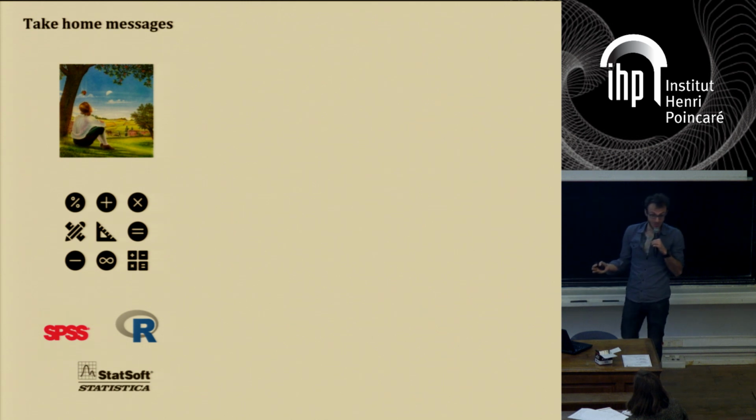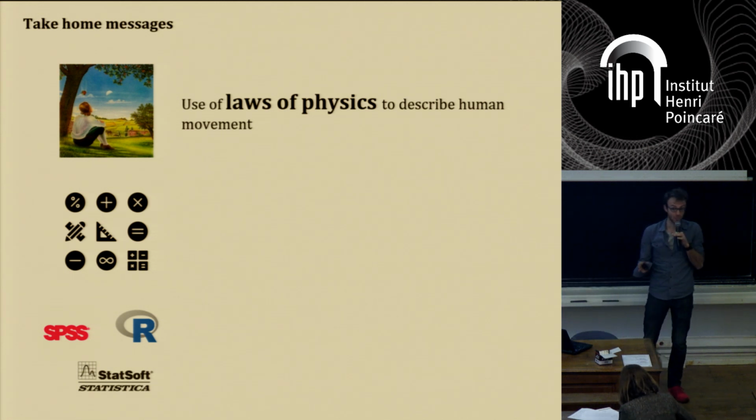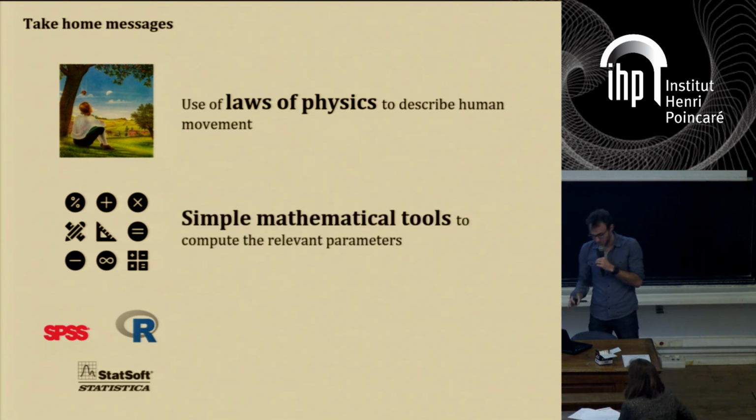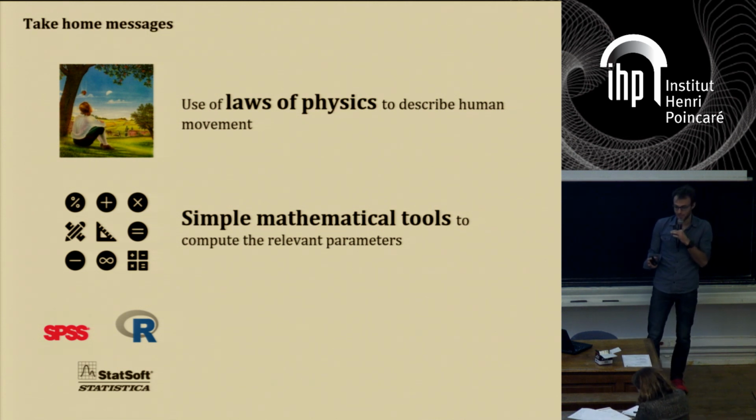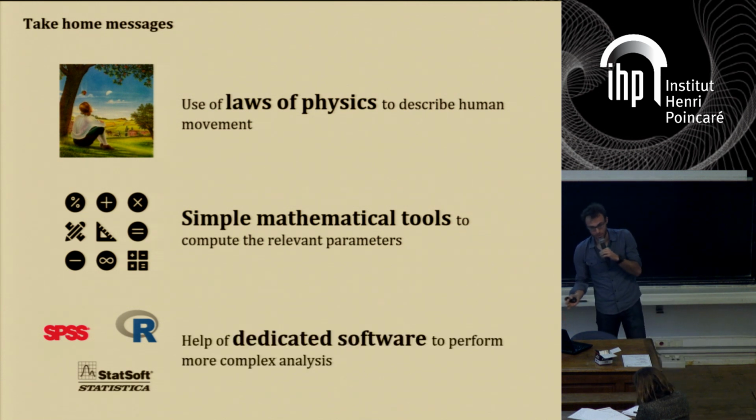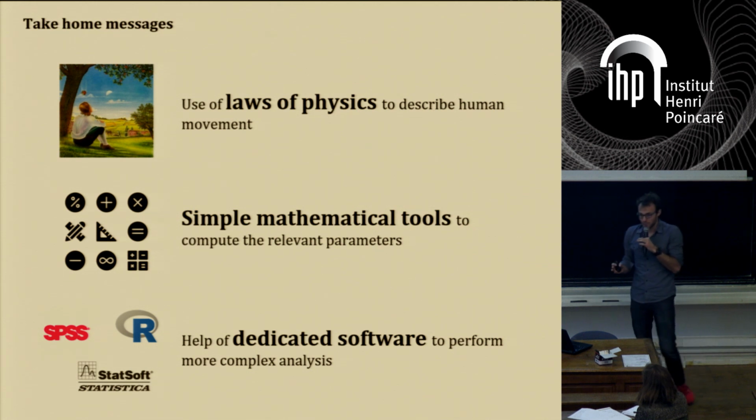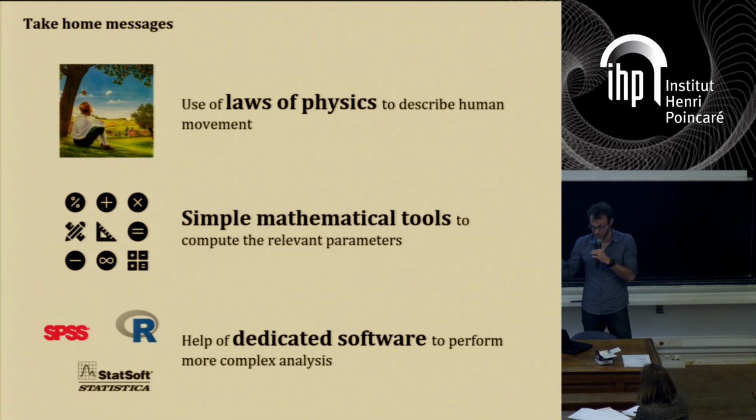I have a few take-home messages, if I may. First, during this study we used some simple laws of physics to describe the human movement. You saw that we used the Isaac Newton equations. We used even simpler mathematical tools to compute our relevant parameters. And we had the help of dedicated software to perform the more complex analysis. So, like Nico said, we're a bit stupid as biomechanists, but we can have some nice results by using the nice and relevant tools for those kinds of studies.